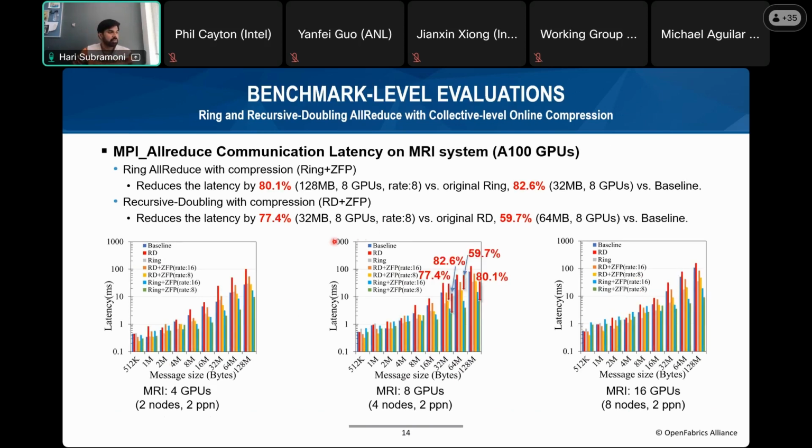This is the same performance that we see on the MRI system, with A100 GPUs. Broadly, you can see that the trends are still similar. The algorithms with compression are able to outperform the baseline version, which is blue. If you look at the ring algorithm, it does perform the best for the very large message sizes. If you look at recursive doubling, that performs better for the smaller message sizes here. So we have implemented compression for both of these algorithms, and we choose the appropriate algorithm based on the system size as well as the message size.